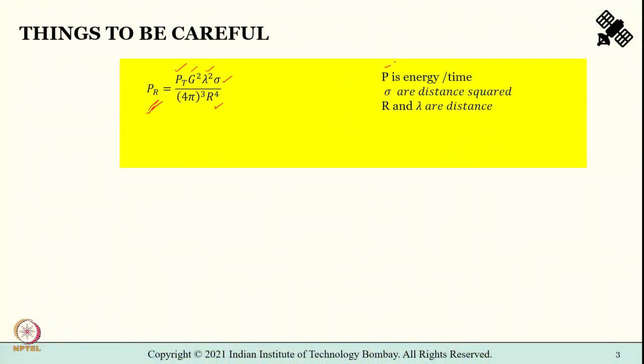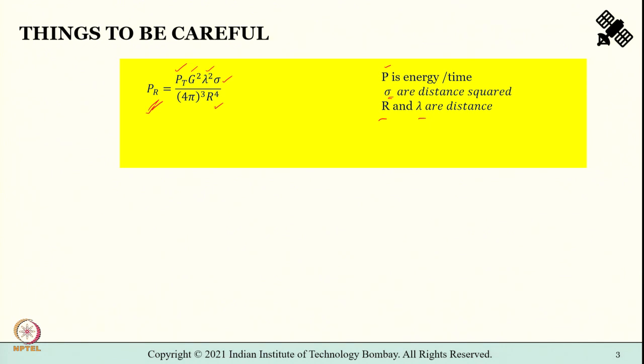Beginning with the radar equation. Just a quick recap, we have tried to understand that the radar equation gives you the fundamental relationship between the power received and the power transmitted, and the received power is a function of antenna gain, that is G, wavelength lambda, radar cross section, that is sigma, and the range, that is R. Whenever we try to solve numericals pertaining to the radar equation, there are things to be careful about, mainly in terms of units. Here P has units of energy per time, sigma will be distance squared because it is radar cross section, RCS. R and lambda will have units of distance.